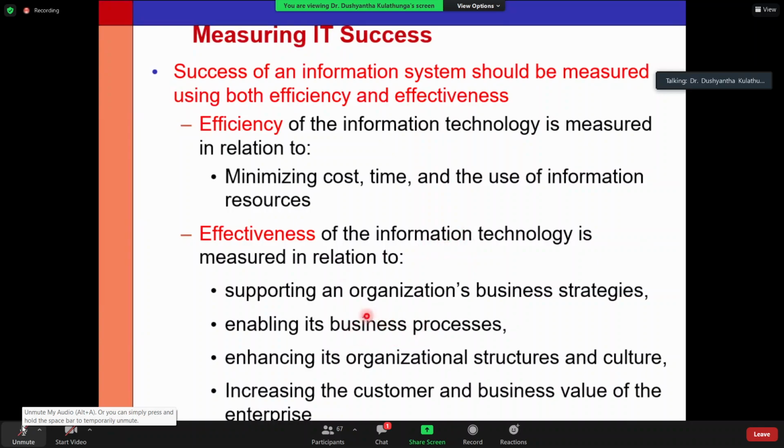So whether our business processes are structured or semi-structured or unstructured matters when it comes to the introduction of information technology. Therefore, if our business processes can be supported by information technology, or can be replaced by automated processes, then the effectiveness will be there. Then enhancing its organizational structure and culture. Now, there are two aspects identified here: enhancing its organizational structure, enhancing the culture.